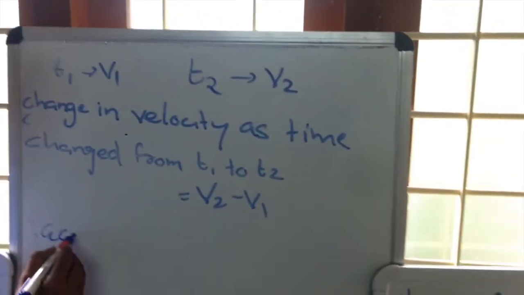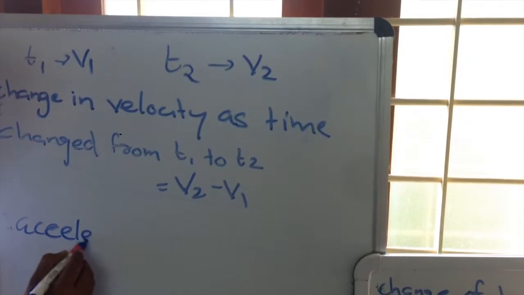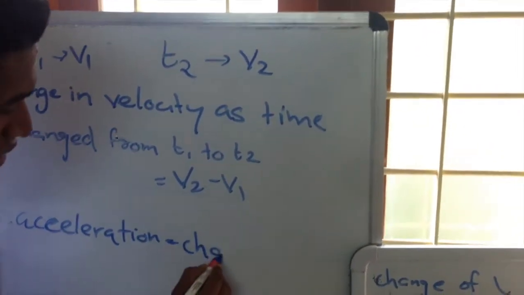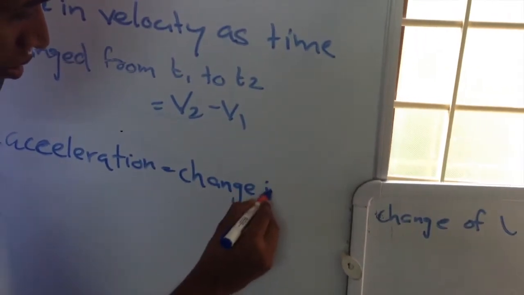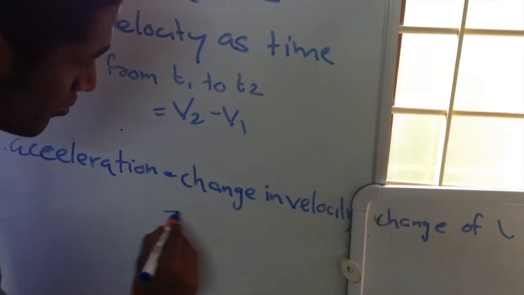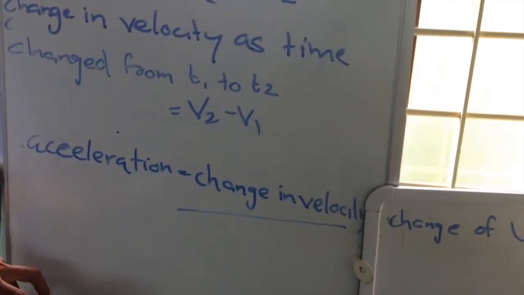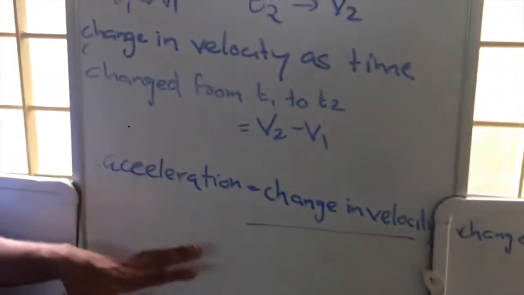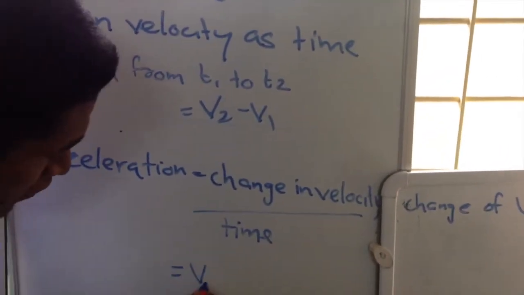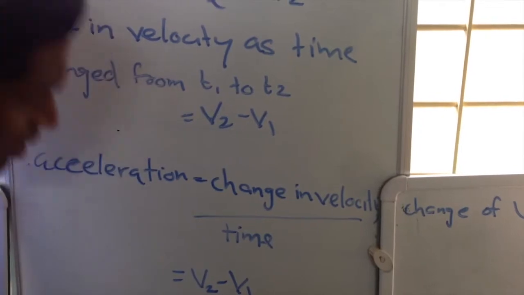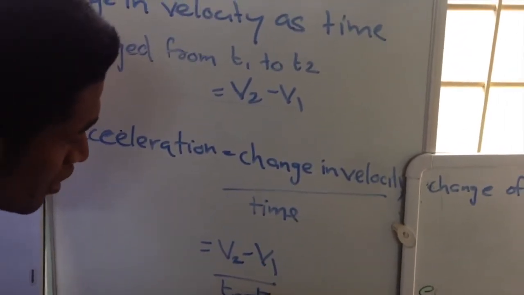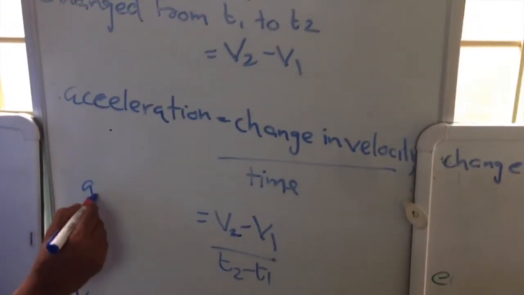So acceleration is equal to change in velocity divided by the time in which that much velocity change has occurred. Change in velocity is actually v2 minus v1, and this change in velocity has occurred in a time interval t2 minus t1. So this is called acceleration.